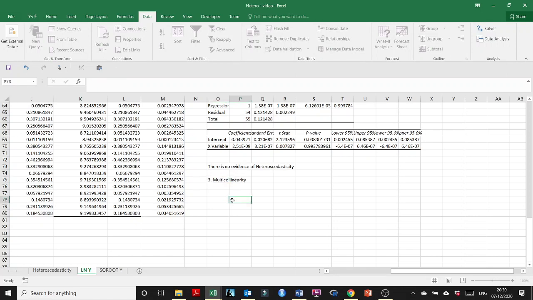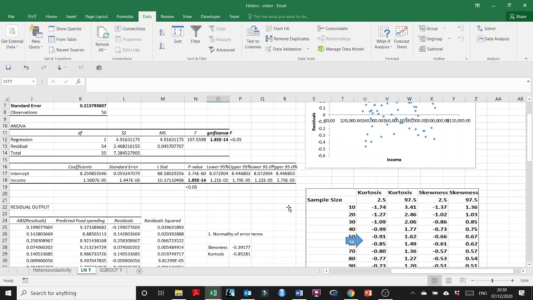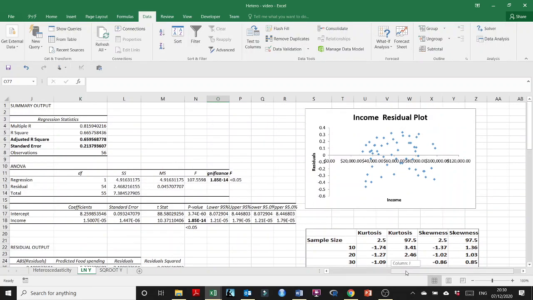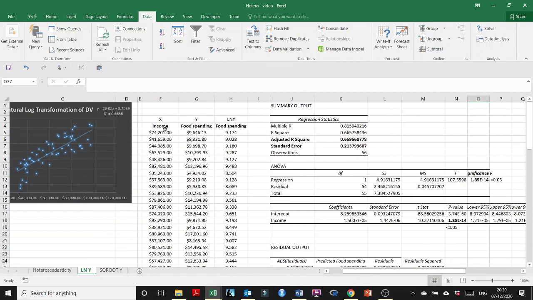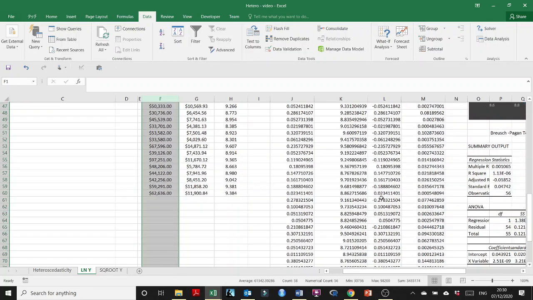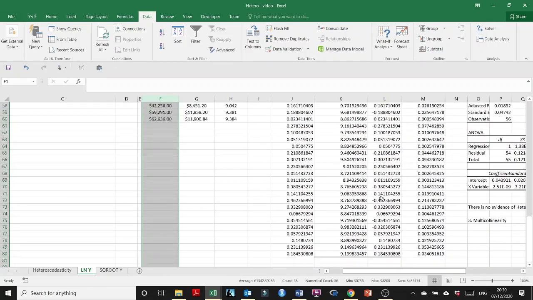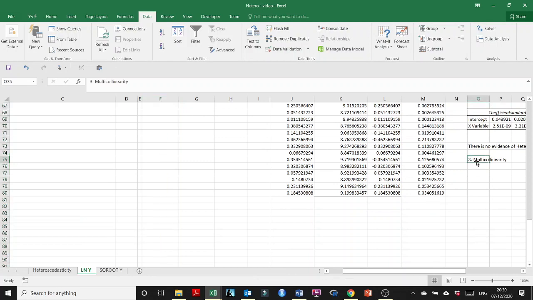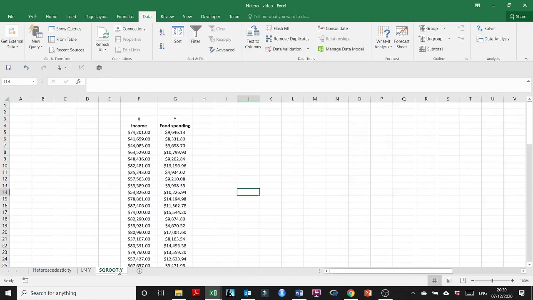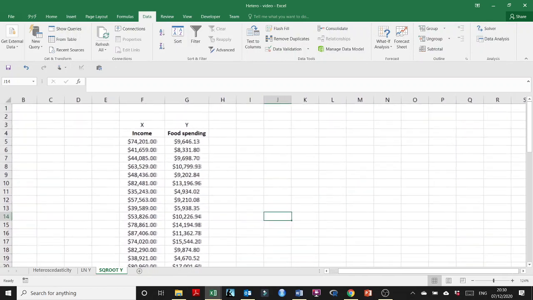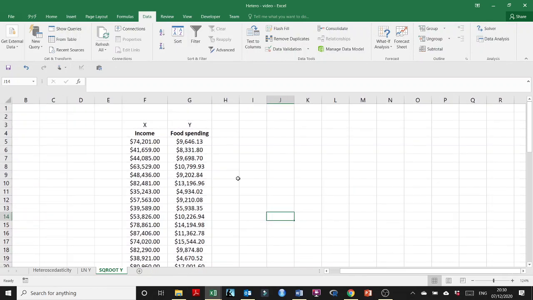multicollinearity, right? With multicollinearity, we want to check if there is any correlation among the independent variables, but actually we have only one independent variable in this case. Multicollinearity is usually a test for multiple regression analysis, so we are not going to run it here. However, for information about how to do the multicollinearity test, you can take a look at the previous video that we made about different assumptions of linear regression.